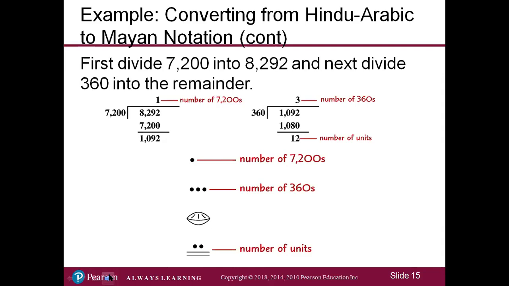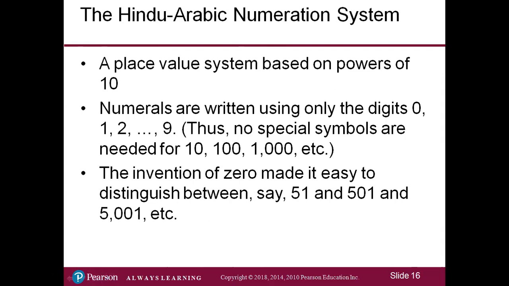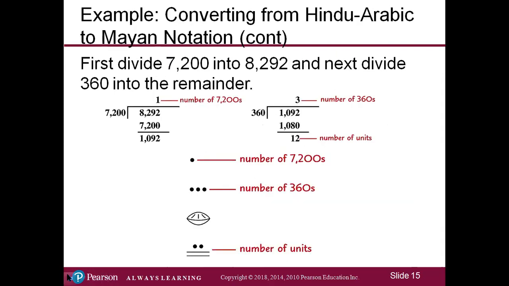Here, the number of units are on the first level. Then that pie shape is a symbol for 0. So notice we have no groups of 20 here. That pie shape is a 0. And then we have 3 groups of 360 and 1 group of 7,200. So at least we got somewhat of a 0.